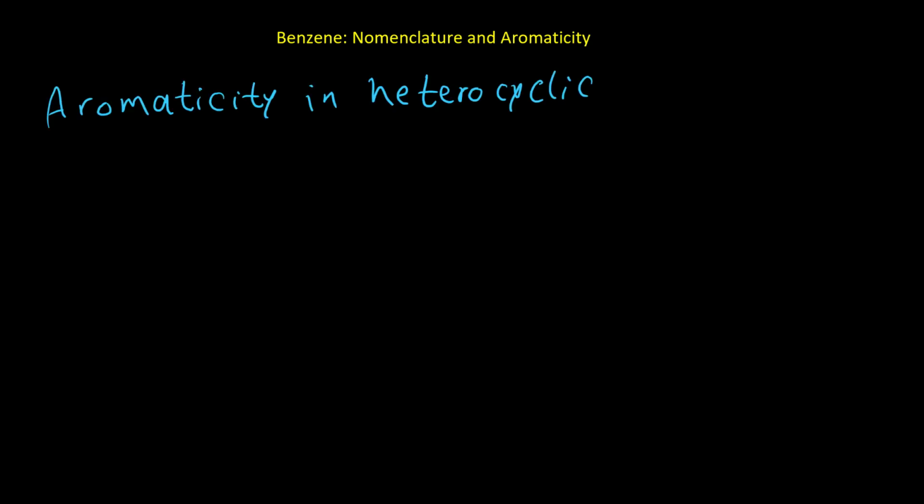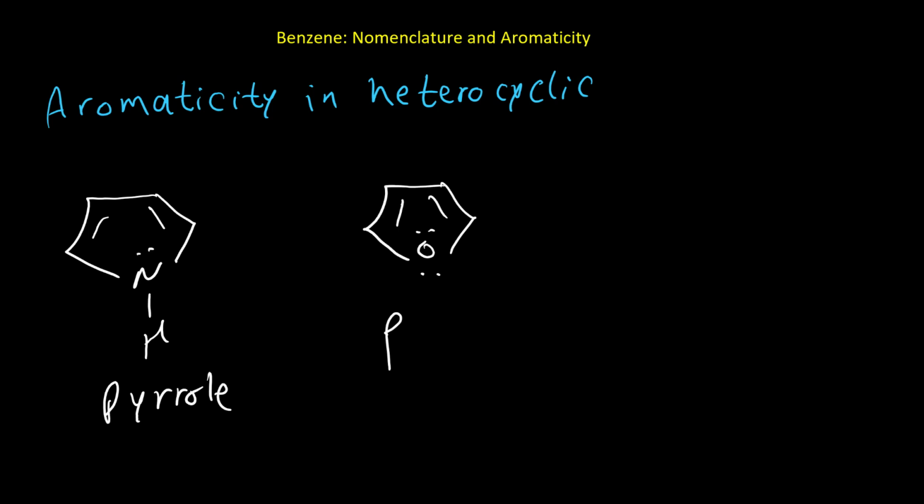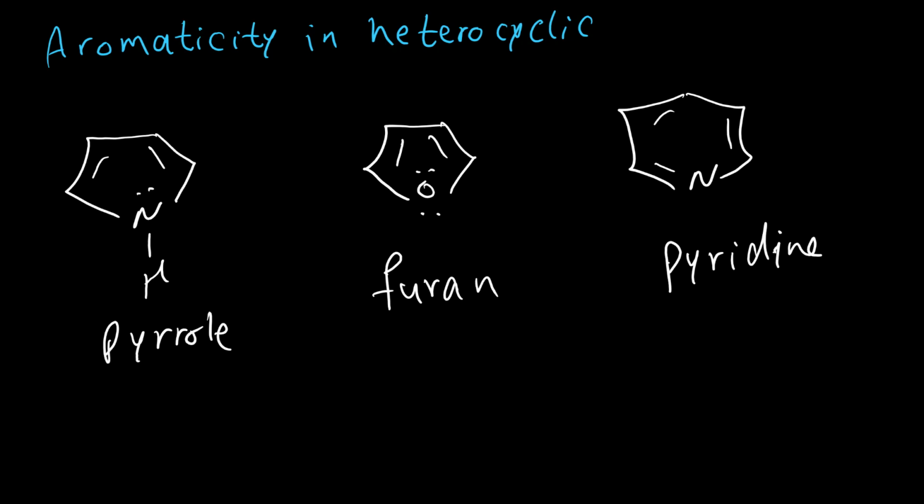We also have aromaticity in heterocyclic compounds. Heterocyclic compounds are cyclic compounds that, in addition to carbon in the ring, have other atoms like oxygen, nitrogen, and so on. Here are some examples of heterocyclic compounds. This is pyrrole, this is furan, and this is pyridine. To calculate the number of electrons in a heterocyclic compound, there is a very simple rule.